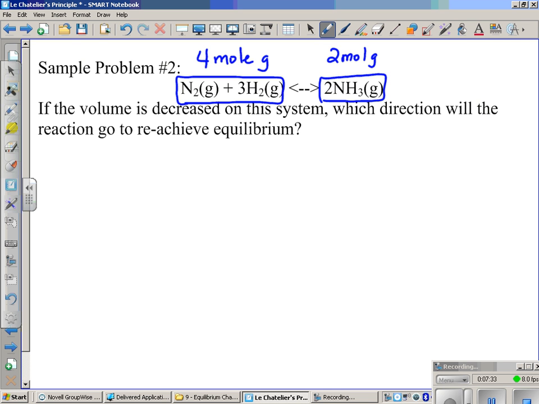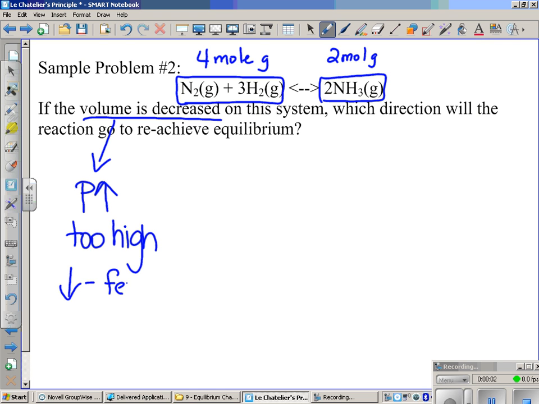So then it says, if the volume is decreased on this system, which direction will the reaction go to achieve equilibrium? The first thing you have to do is remember what volume means. If volume is decreased, then that means that the pressure was increased. Okay, again, decreasing volume increases pressure. So the problem is that the pressure is too high. So the solution to the problem is to bring the pressure back down. So the way you're going to bring the pressure back down, remember we need the pressure to go back down, is we need to shift to the side that makes fewer moles of gas.